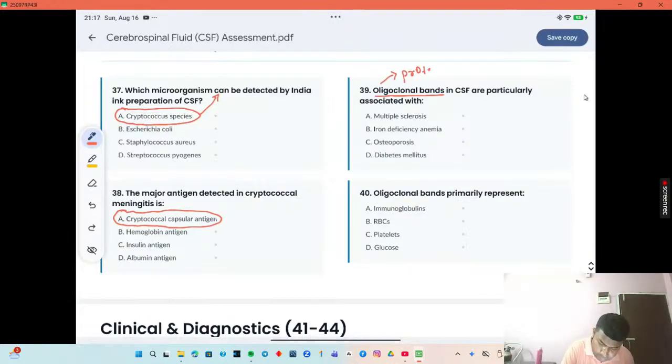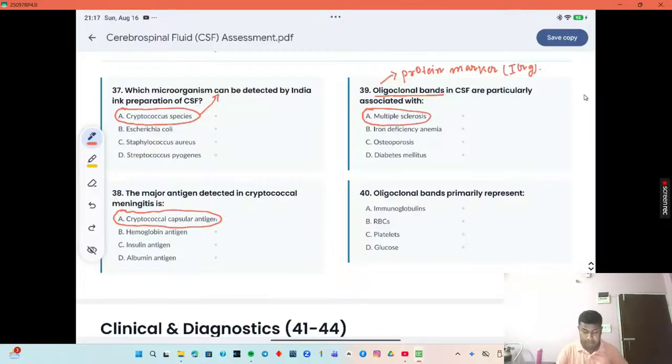Protein markers, that is IgG, which are present in the CSF. Oligoclonal bands in CSF are particularly associated with multiple sclerosis. I think the right answer of this question will be multiple sclerosis.